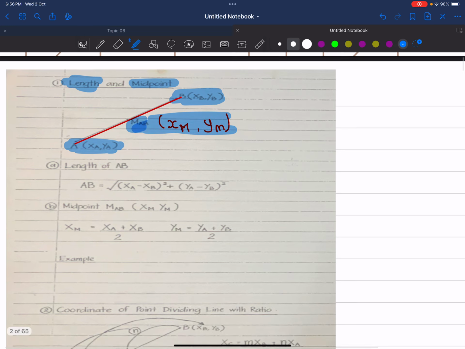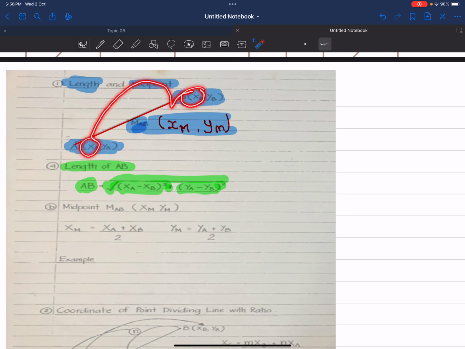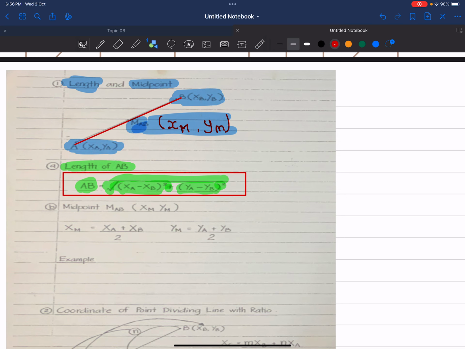The first formula, the length of AB, which I label as just AB, is the square root of (XA minus XB) squared plus (YA minus YB) squared. Okay, so that is our first formula for length.